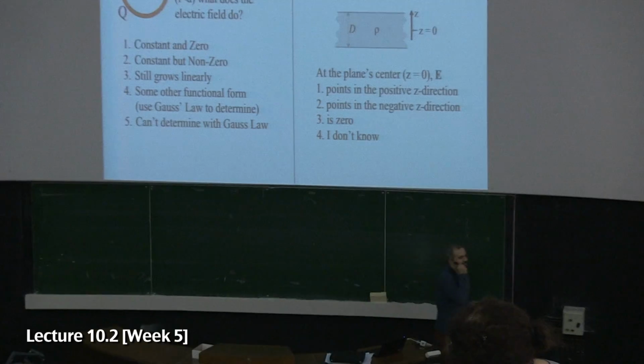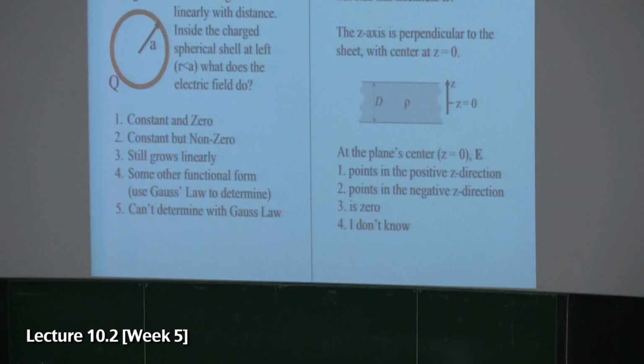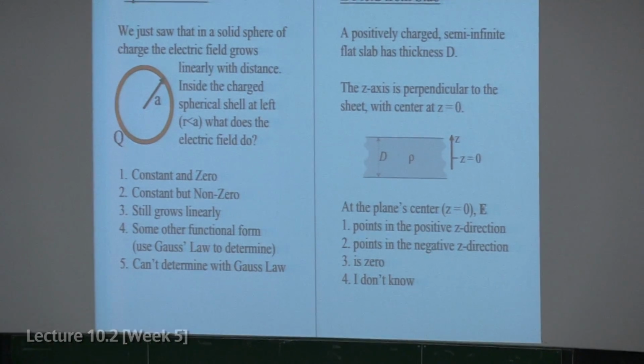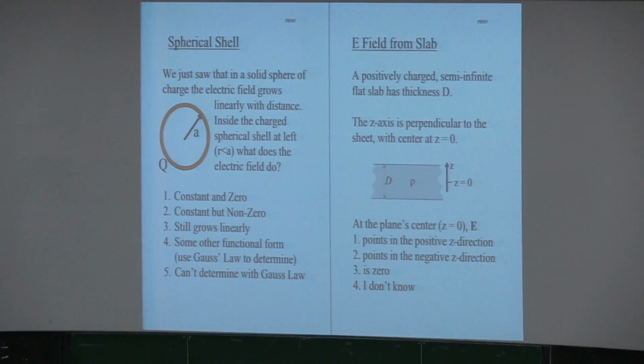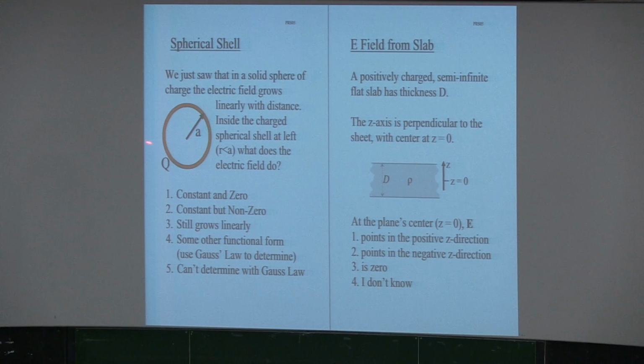Okay, just one question to warm up, to remember certain things. This question. So we have a spherical shell, and the question is: inside the spherical shell, what does the electric field do? Is it constant and zero, constant and non-zero? Does it grow linearly or have some other functional form? Or you don't know? You cannot even determine it using Gauss law.